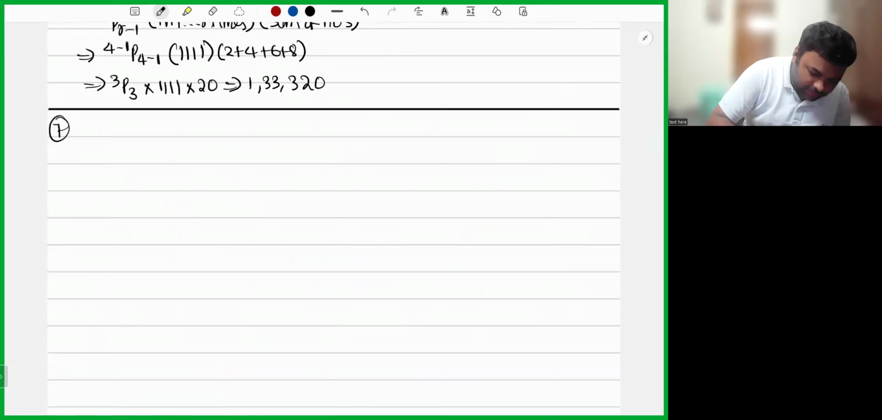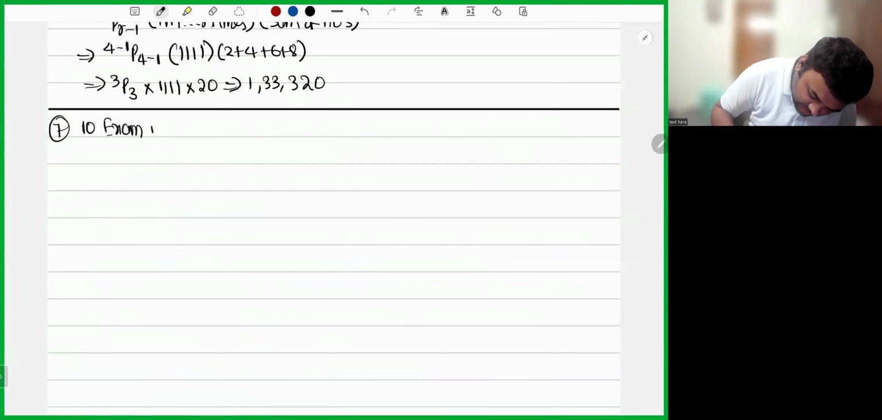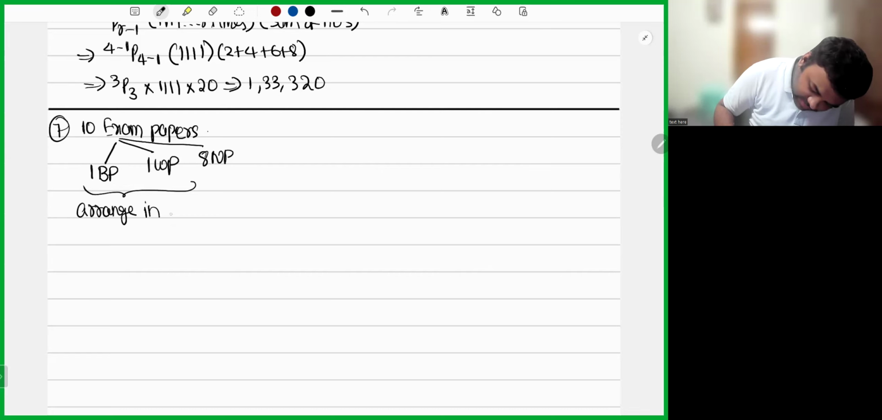Example. I'm telling that there are total 10 examination papers. In these 10 examination papers, you are having one best paper, one worst paper, and you are having 8 normal papers. I am asking, arrange in such a way that best and worst never come together.